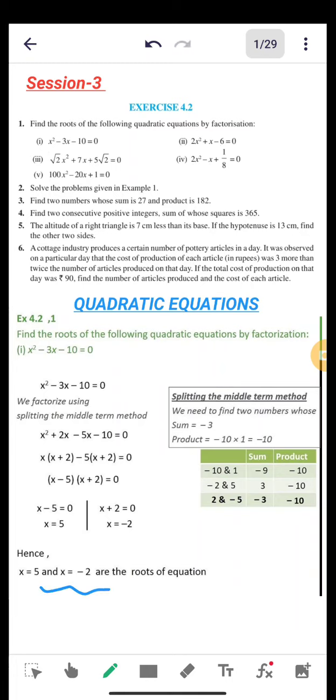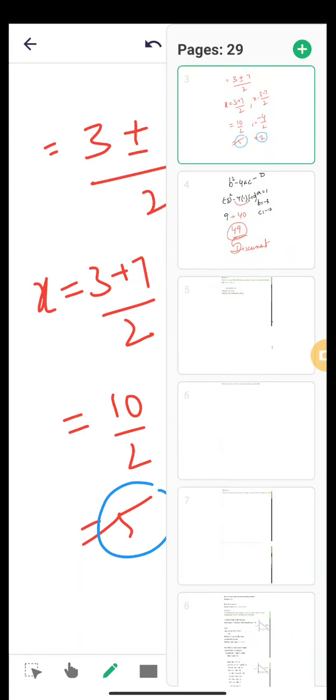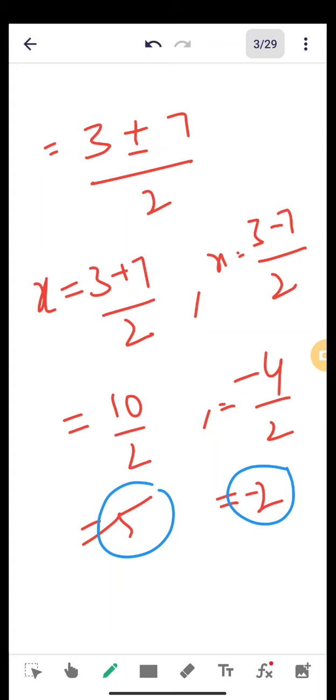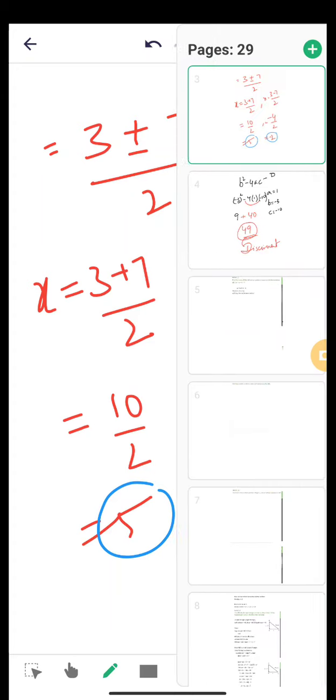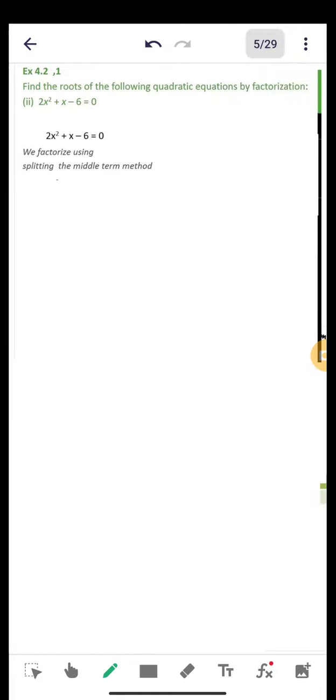So you can either do it by splitting the middle term, or you can do it by the quadratic formula. This is the way we can apply the quadratic formula. In the same way, we can proceed with the remaining bits of this question. Find the roots of the following quadratic equation by factorization. If the method is not mentioned, you can apply any method, but here we are doing it by the factorization method.